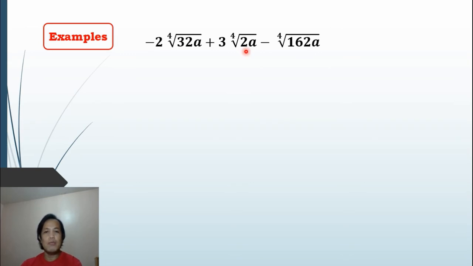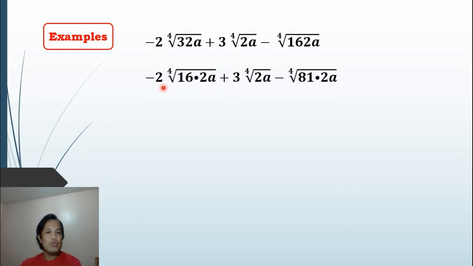Since 2 is not factorable anymore, we just simply copy 2a. So this becomes, we copy negative 2, we copy the fourth root of, we factor out 32, that gives us 16 times 2, or 16 times 2a. 16 times 2a is 32a. Since 16 is a perfect fourth root, 16 also is a perfect square, but 16 is also a perfect fourth root. That's why we use 16.